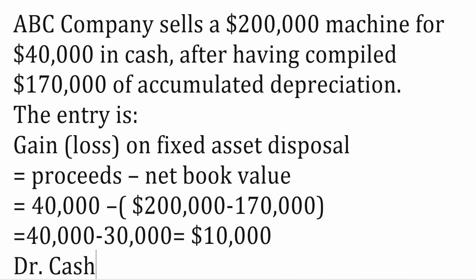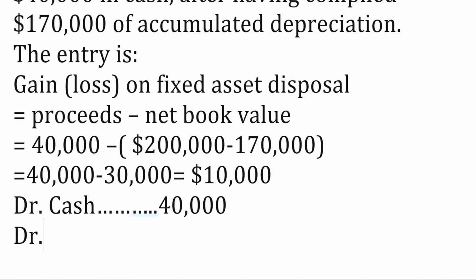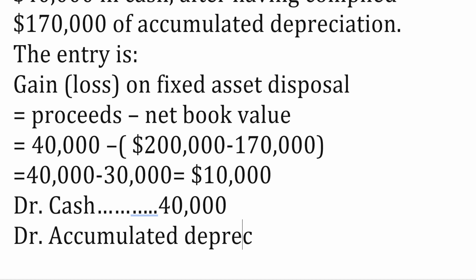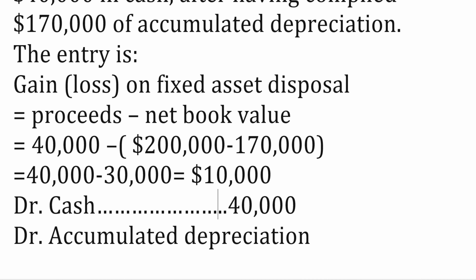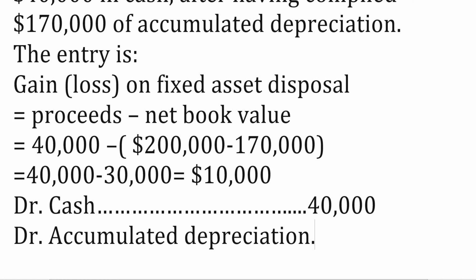Debit cash, we got 40,000. Debit accumulated depreciation. Before, accumulated depreciation had a balance on the credit side. Now we remove it on the debit side. How much? 170,000.